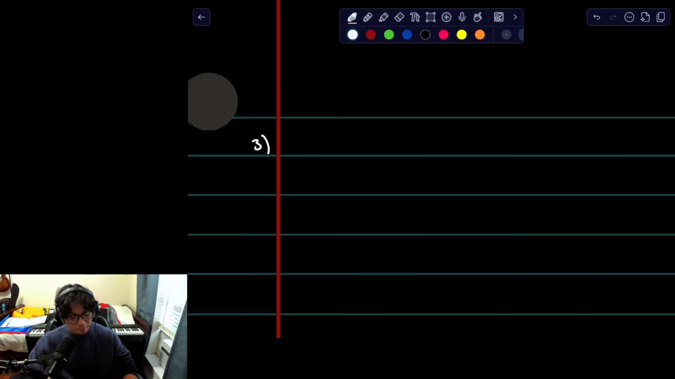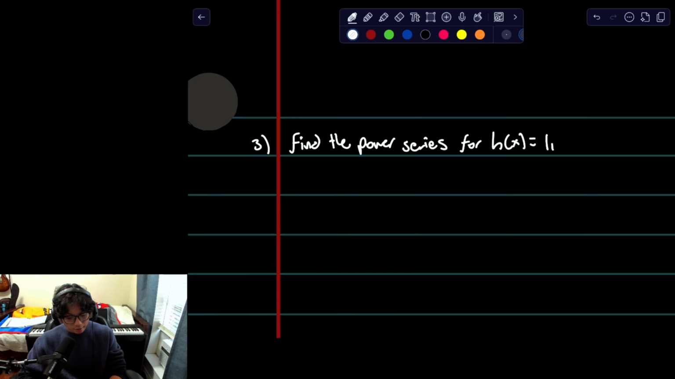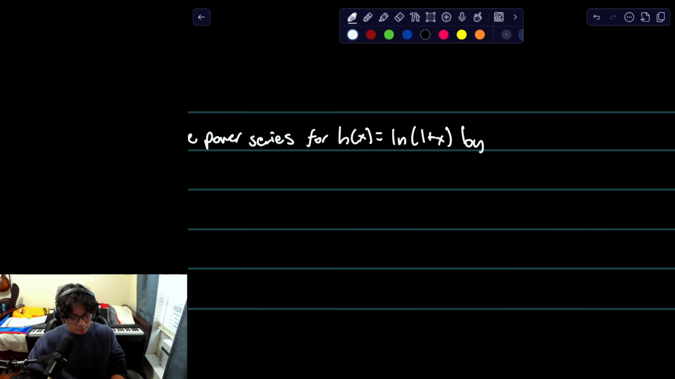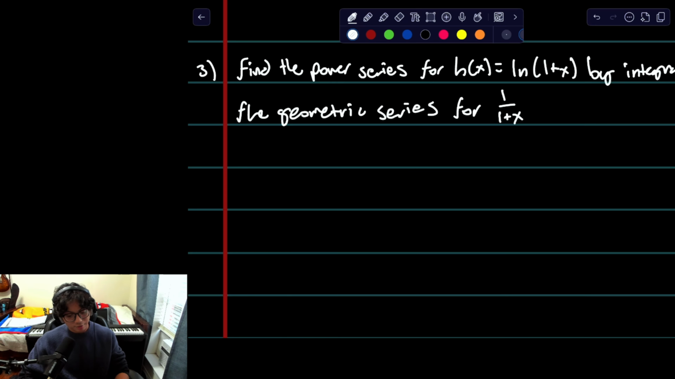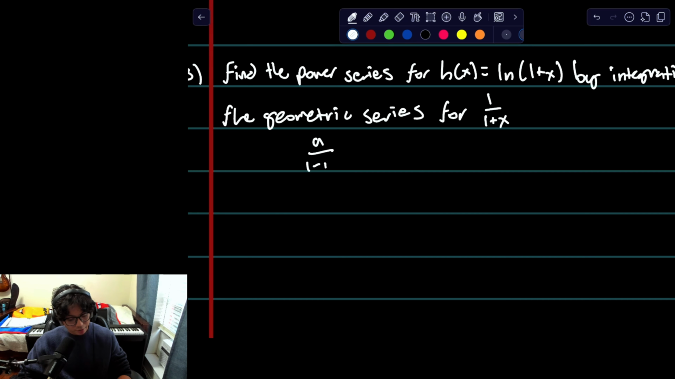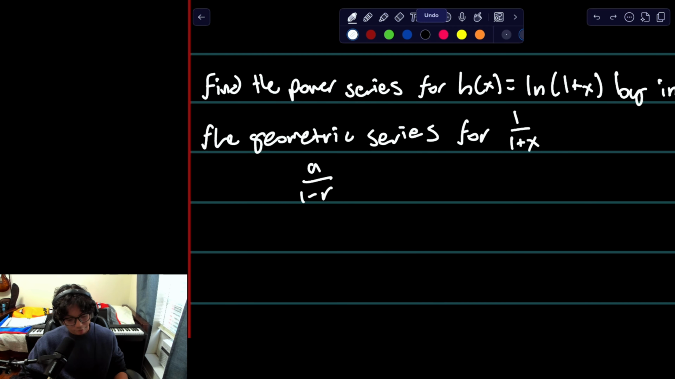Now let's let our last problem be to find the power series for h of x equals ln of 1 plus x by integrating the geometric series for 1 over 1 plus x. Now the first thing you want to do is to find the geometric series for 1 over 1 plus x, which again is the form a over 1 minus r. And to put our 1 over 1 plus x in that form, all we have to do is change that x into a negative x, but to maintain its positivity, we have to subtract as well. So it's going to be 1 over 1 minus the negative x. Same exact thing as 1 over 1 plus x.